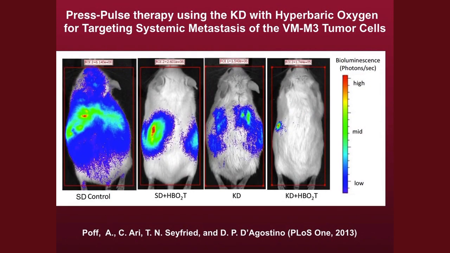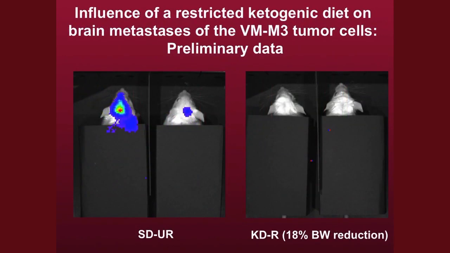Same with what we heard from Raphael and Dom, with Angela Poff and Dom D'Agostino. Our metastatic model, the cells metastasize throughout, and we can follow them by bioluminescence imaging. Here's hyperbaric oxygen by itself, ketogenic diet by itself, mildly restricted, and together they get synergy, press-pulse. And here's an example from our own lab, unpublished, using the ketogenic diet, 18% body weight reduction. And 25% of cancer patients die from metastasis from some organ to the brain. And we're able to stop or significantly reduce metastasis to the brain. We have to cover the body because it's so bright.